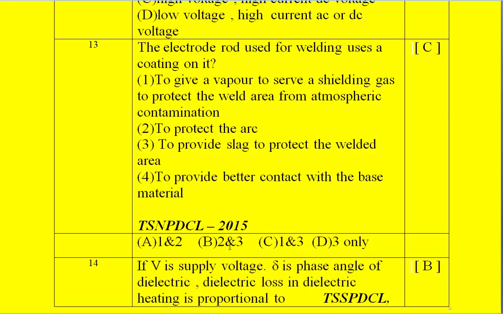B is 2 and 3, this is also not correct. C is 1 and 3, this is correct. D, 3 only, is not correct. 1 and 3: it will protect from contamination from the atmosphere. The other is, it will provide the slag to protect the welded area.